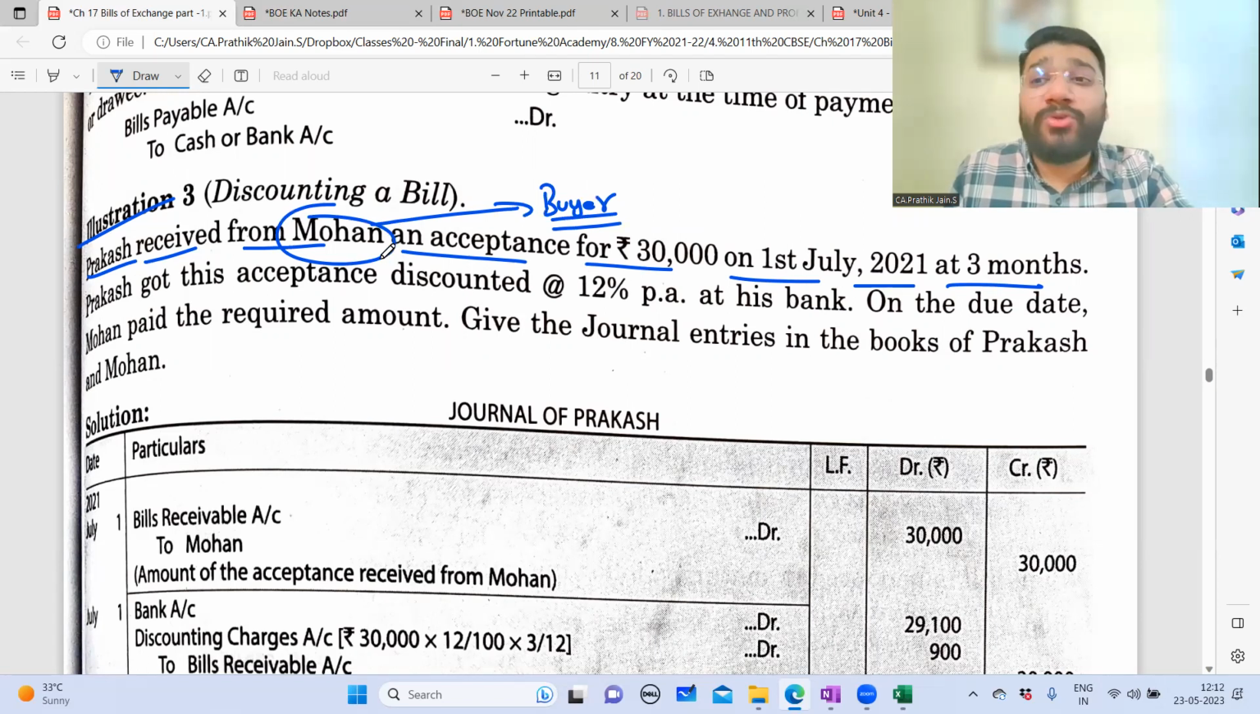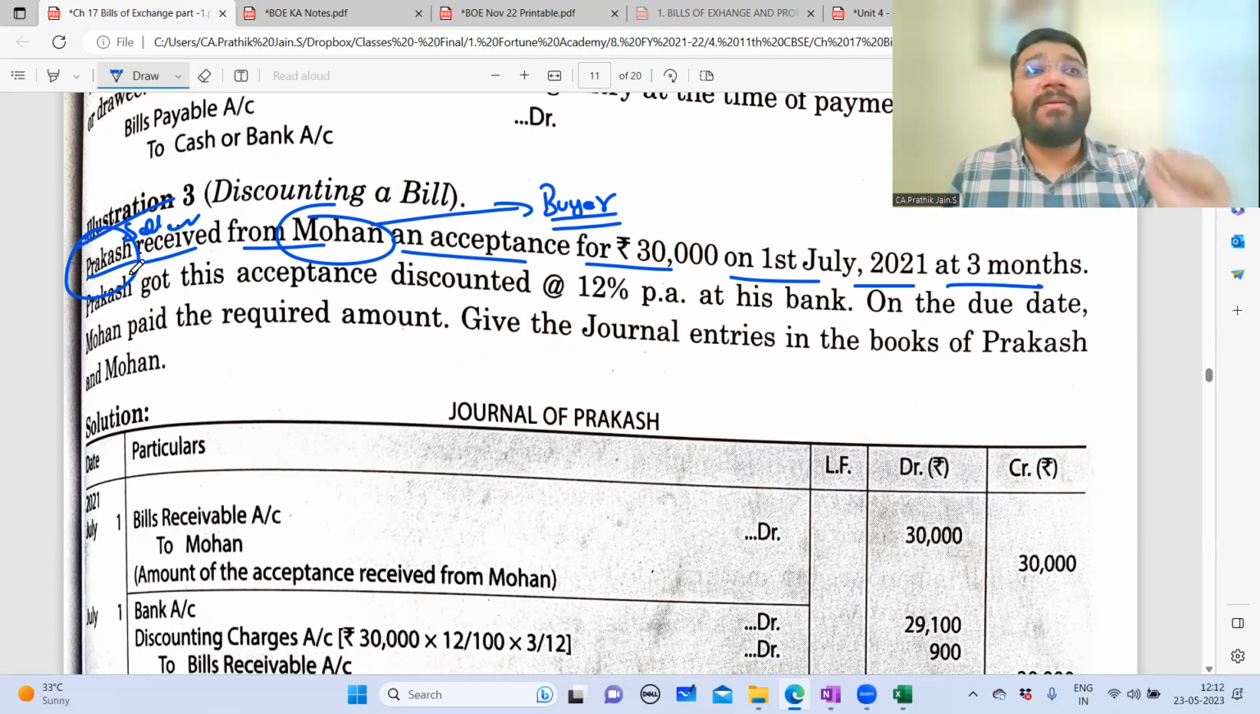In the case of a bill of exchange, who gives acceptance? Buyer, no. So Prakash is my seller. Now clear? Because if this is not clear, then you will have a problem in passing the journal entries. You should know who's the seller and who's the buyer, because for the seller it is a sale transaction, for the buyer it is a purchase transaction. So both entries are different. So here, if I call Prakash the seller, do you have any problem?